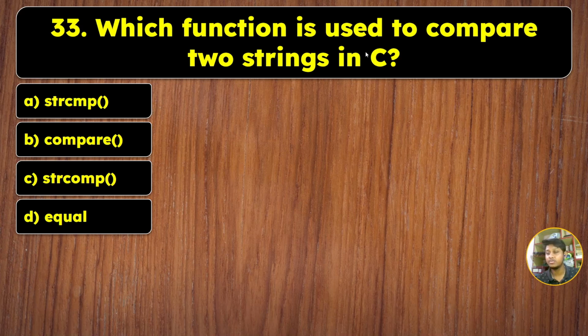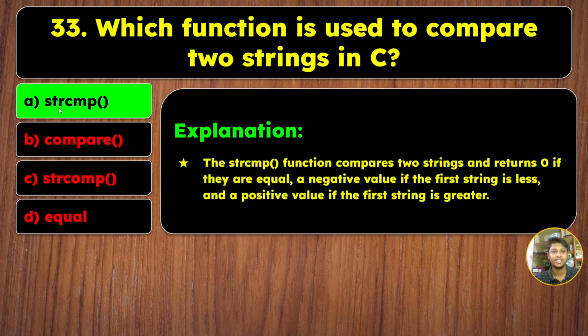Which function is used to compare two strings in C? In order to compare two strings in C, which function do we have to use? Option A says strcmp function. Option B says compare function. Option C is strcomp function. And option D is equal function. So here the correct answer will be option A.